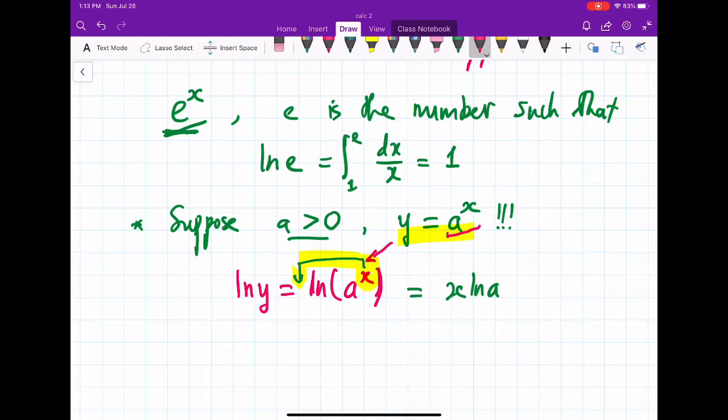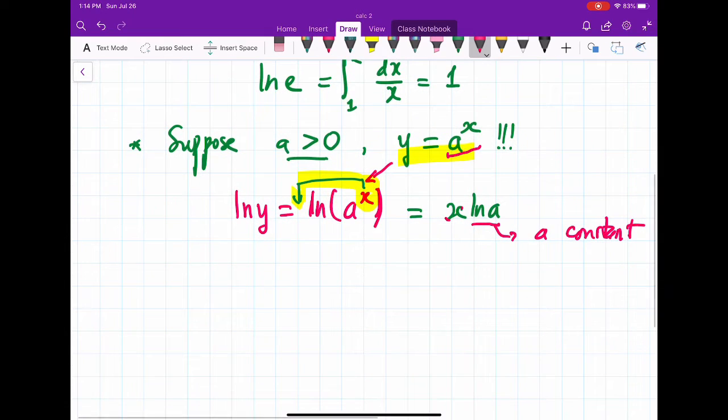Everything is good for me. You know why? Because a is a positive number. I can determine ln of a. So that is just a number, a constant, right? That's just a constant. x is the variable, that's fine. All right. Now, I want to find a, right? No, I want to find y. I want to find y.